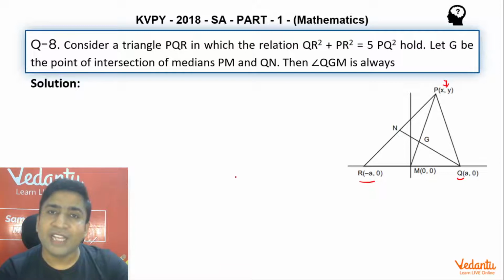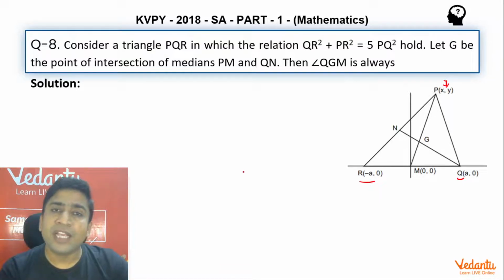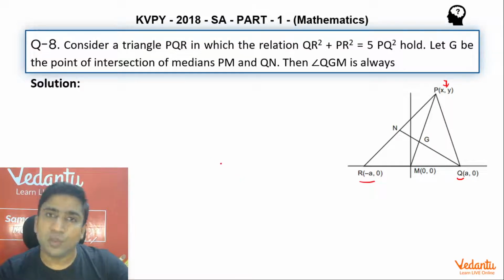I hope all of you will agree, PM median is going to be a line which passes through the origin, and M is going to be the midpoint of the side QR. I hope all of you are perfectly fine with the geometry. First of all, you need to understand this point. I'm taking the help of coordinate geometry so as to deal with this question.